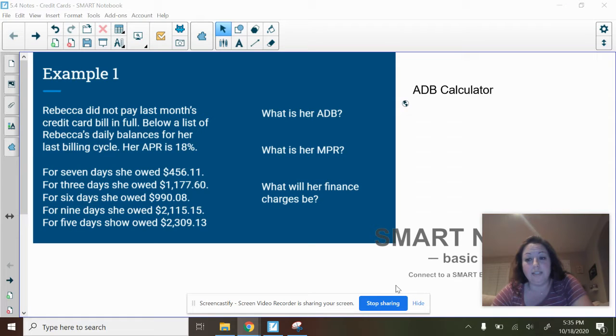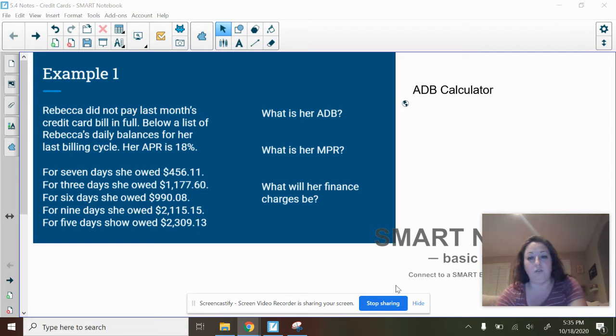Okay, guys, so we are going to take a look at the first example where we need to find the finance charge based on this average daily balance and the monthly percentage rate. What we could do is calculate this average daily balance by hand, but I'm going to be honest, it's really tedious and it's a complete nightmare.